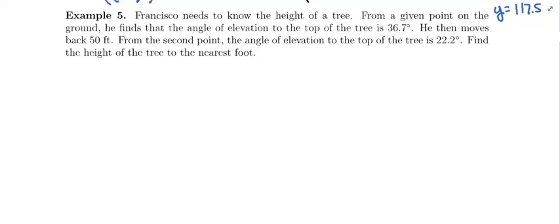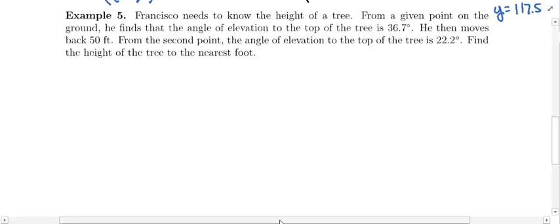Example 5. Francisco needs to know the height of a tree. From a given point on the ground, he finds that the angle of elevation to the top of the tree is 36.7 degrees. He then moves back 50 feet. From the second point, the angle of elevation to the top of the tree is 22.2 degrees. Find the height of the tree to the nearest foot.